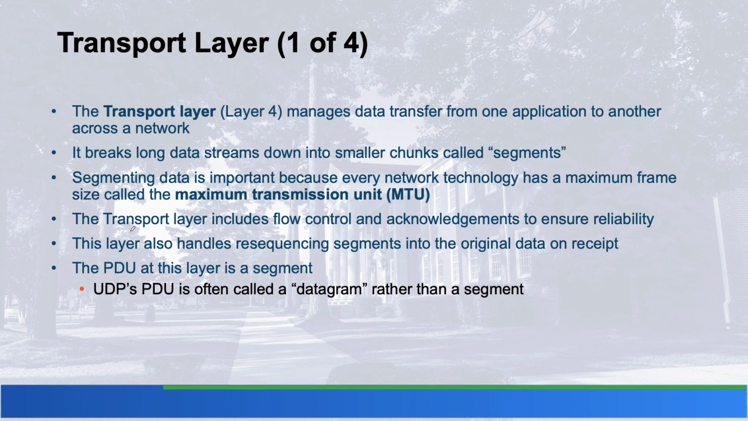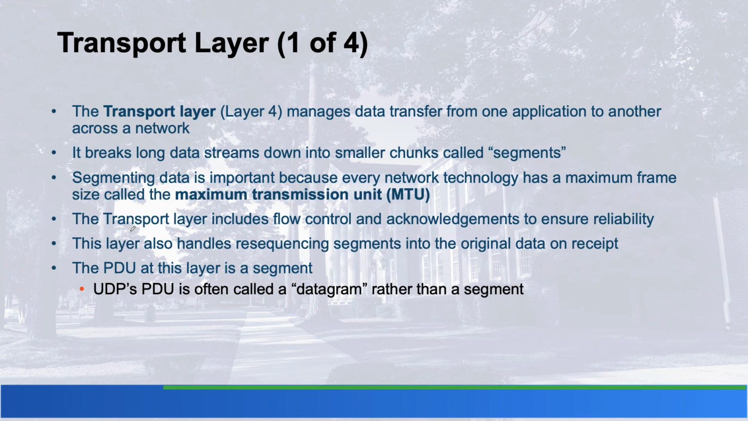All right. Transport layer. This is probably one of the more important layers. It makes sure that everything is going correctly. Right. So the transport layer manages data transfer from one application to another. It's the part that breaks your long message into small packets, okay, called segments. So it's going to take your application layer data and break it into segments. Transport layer includes flow control and acknowledgments to ensure reliability.